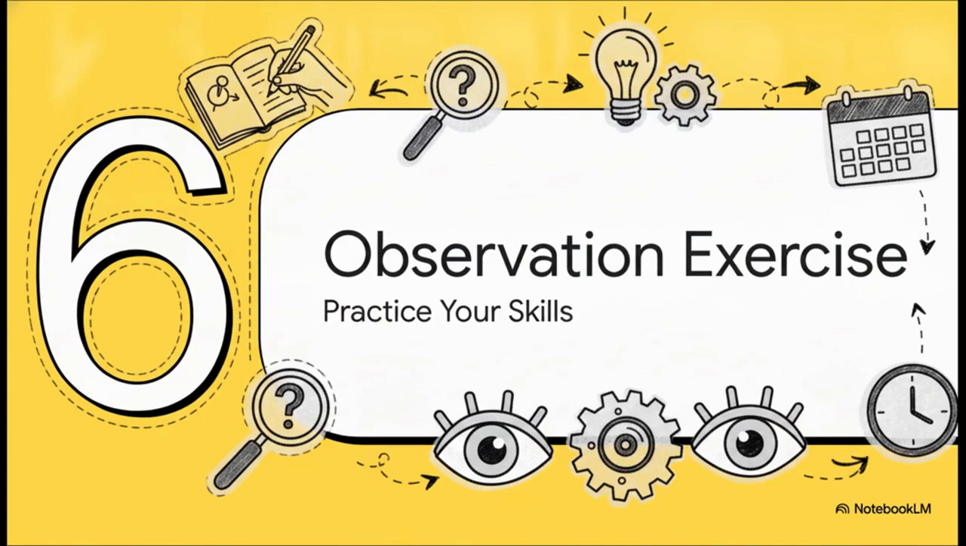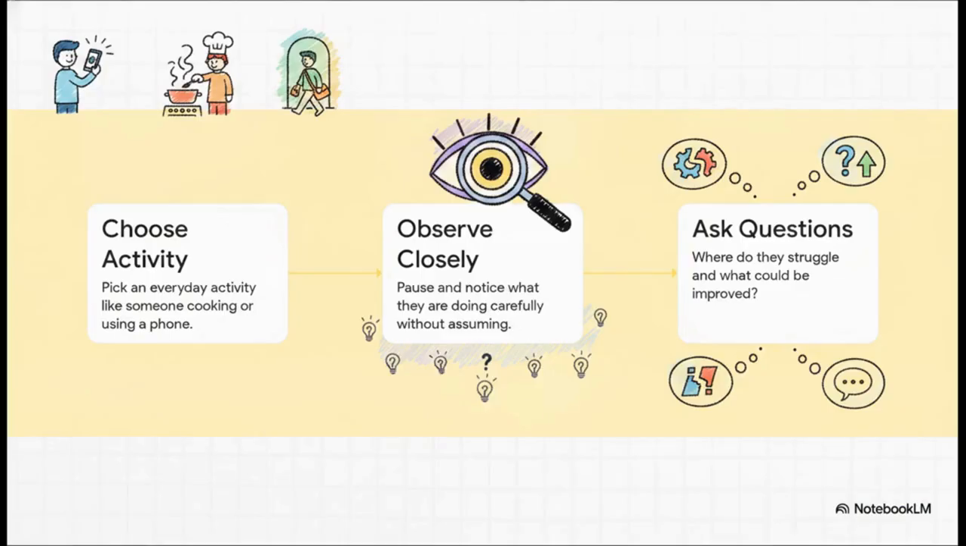Time to put these skills into practice. Design is an active practice, right? So here is a super simple 3-step exercise straight from our source material that you can use to start noticing the hidden world immediately around you today. Step 1, just choose any everyday activity. It could be someone scrolling on a phone, someone carrying a heavy bag, someone cooking dinner, or honestly, even just someone entering a room. Step 2, observe carefully.